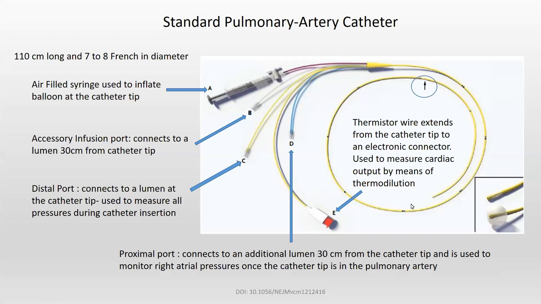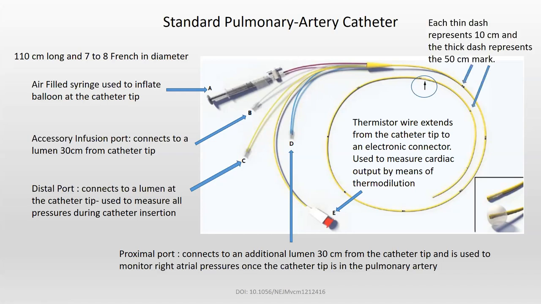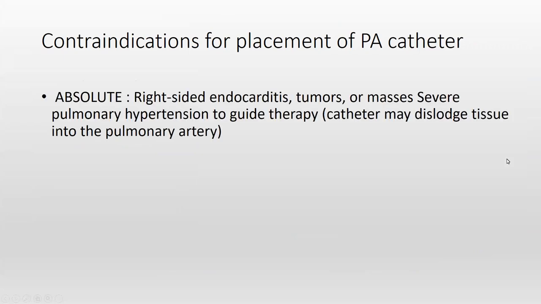The thermistor wire extends from the catheter tip to the electronic connector, and this is the one that's used for thermodilution. Each thin dash represents a 10 centimeter mark and a thick dash represents a 50 centimeter mark, on a 110 centimeter long catheter. So when do we absolutely not place a PA catheter?